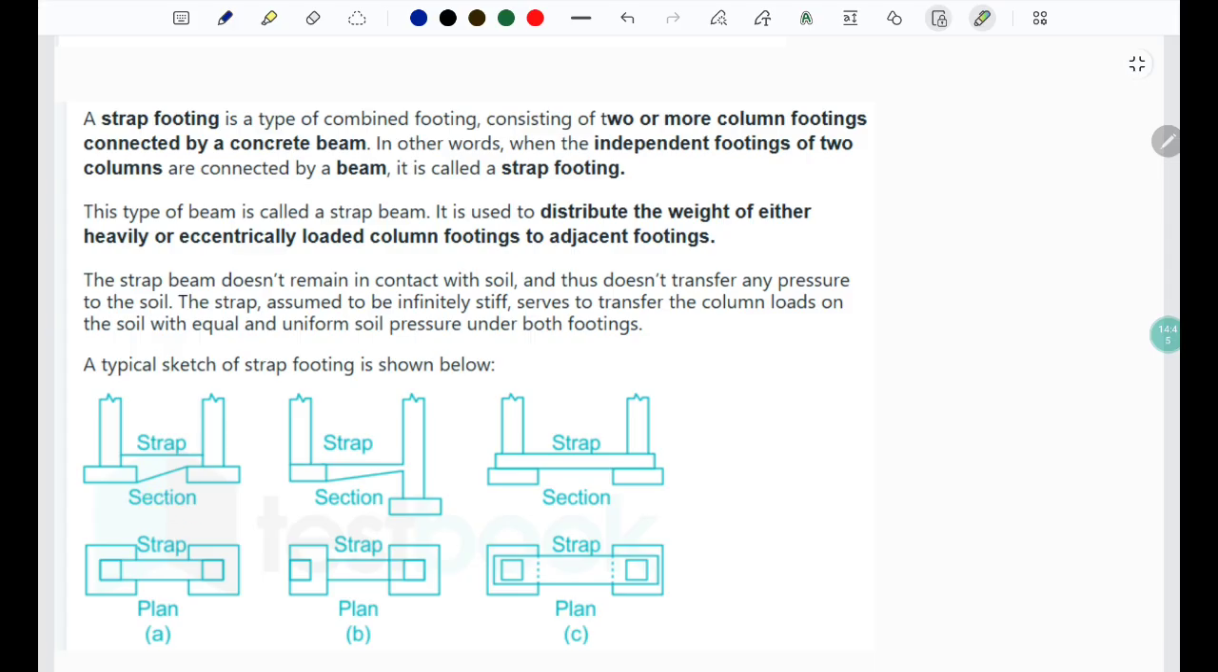These are the types of strap footing. Here it is a strap beam, here it is a strap beam. You see these two strap beams, one is above and one is a little below. This could also happen. Both of them are at the same level. This is usually given when one is heavily loaded or has much more load along with eccentricity.